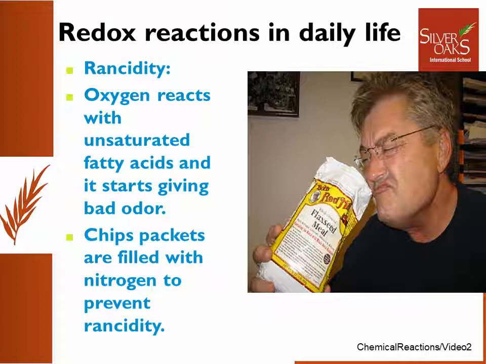There are many more examples of redox reactions that happen in our daily life, like when we cut an apple or when we cut brinjal or potato, after some time we see a brown coating developed on it. That is again an example of oxidation. With this, we complete the explanation of the chapter.